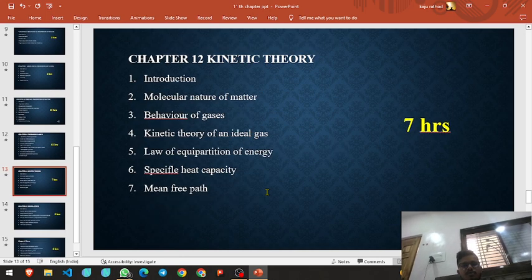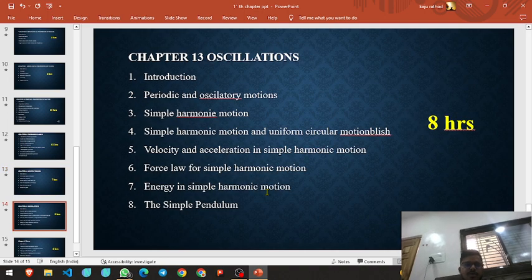Then our 12th chapter is kinetic theory. In this chapter, we are going to study the molecular nature of matter, behavior of gases, kinetic theory of ideal gases, law of equipartition of energy, specific heat capacity, and mean free path. The estimated time for that is about 7 hours for the whole chapter.